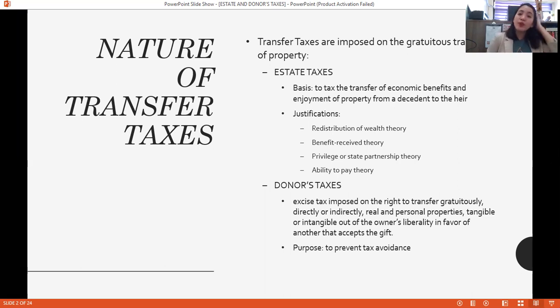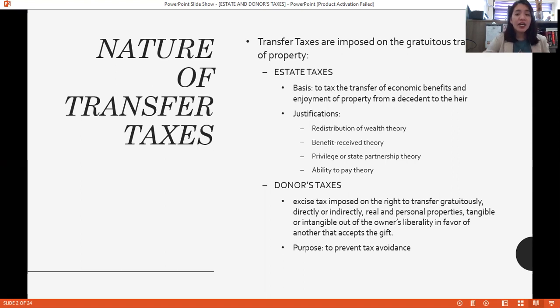So let's start with estate taxes. So ano yung basis natin? Bakit tayo nag-impose ng estate tax? It is a tax daw on the transfer of economic benefits and enjoyment of property from a decedent to the heir. Kasi tinatransfer mo ngayon yung enjoyment, your economic benefit ng property from the person who died to his or her heirs. So yung justifications natin dyan are the following theories.